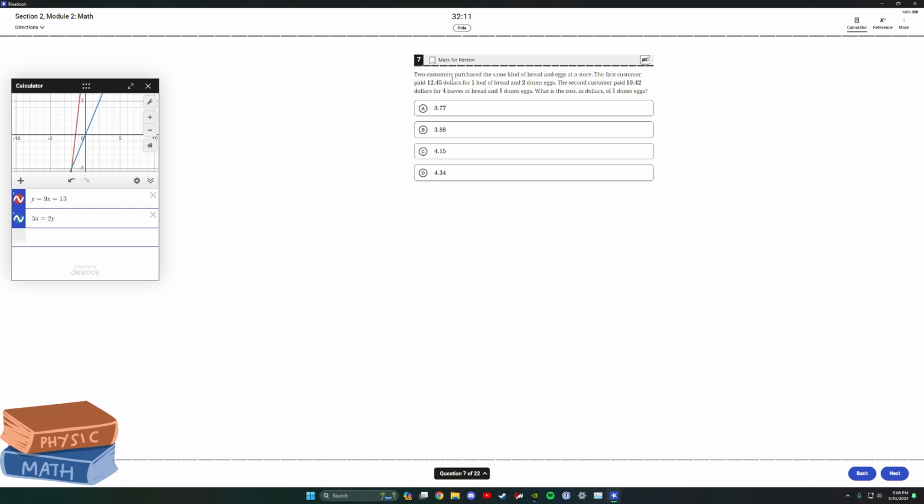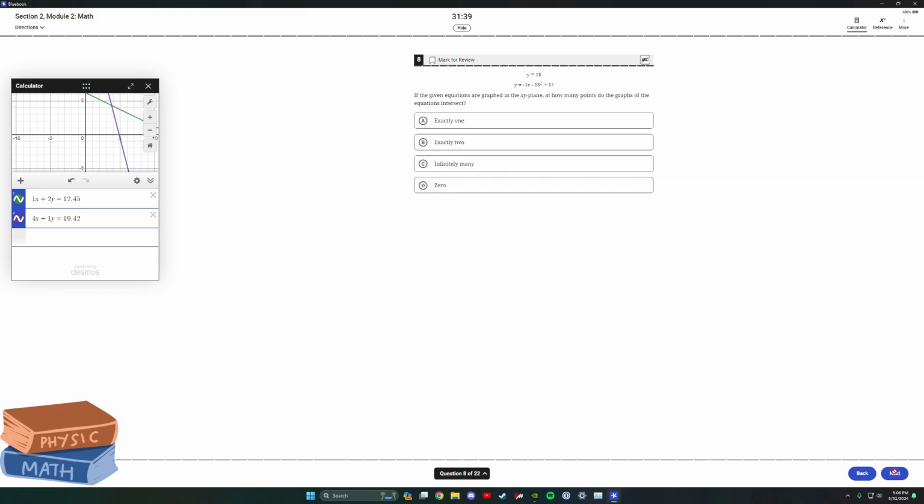What is the cost in dollars? The first customer paid $12.40 for 1 loaf of bread and 2 dozen eggs. So 1x plus 2y equals $12.45. And then we have another scenario where we have 4 loaves of bread, so 4x plus 1y, 1 dozen eggs, and that equals 19.42. Again, intersection point. The solution is 3.77 for the loaf of bread, but the y coordinate is the eggs, so the y coordinate is 4.34.